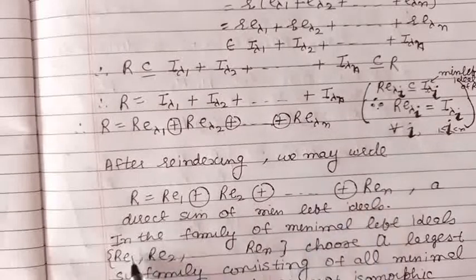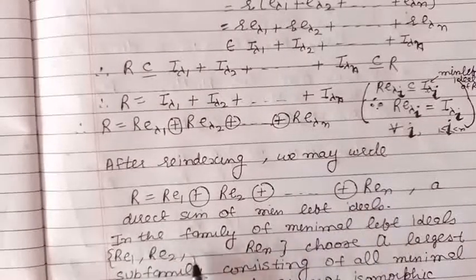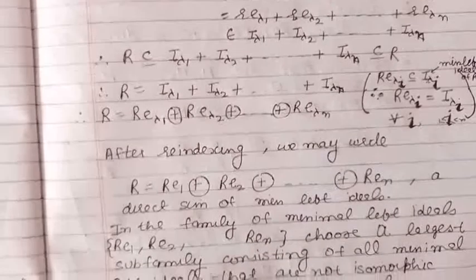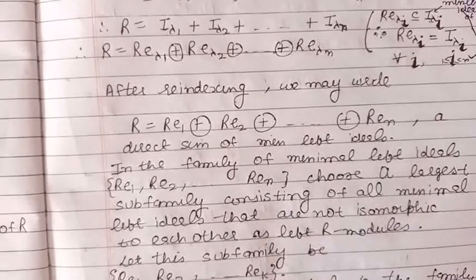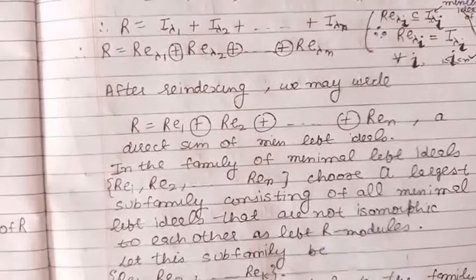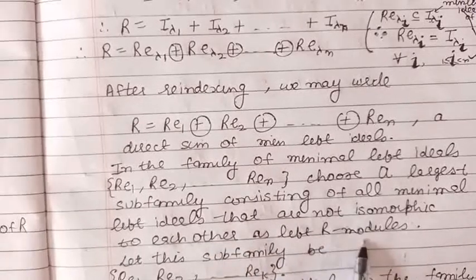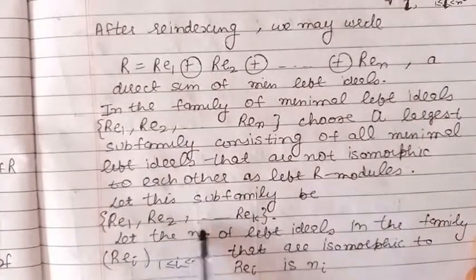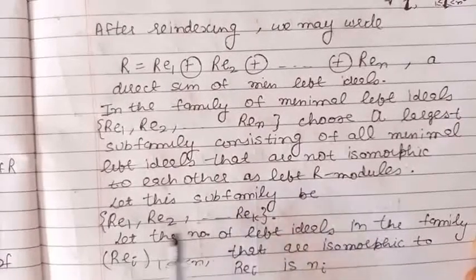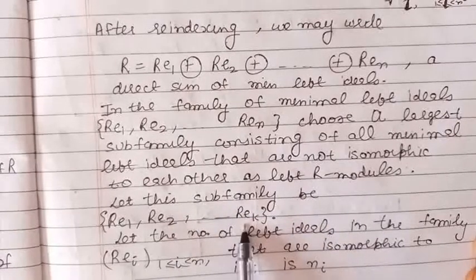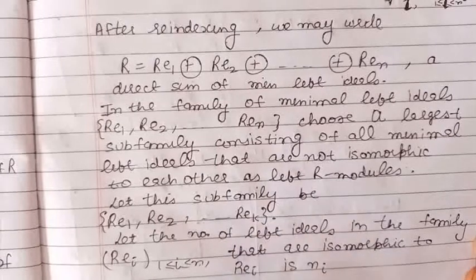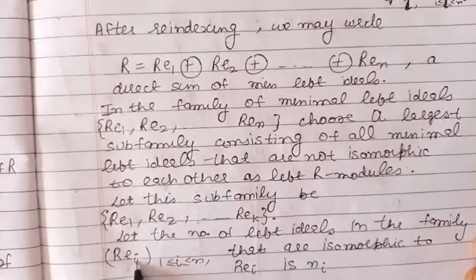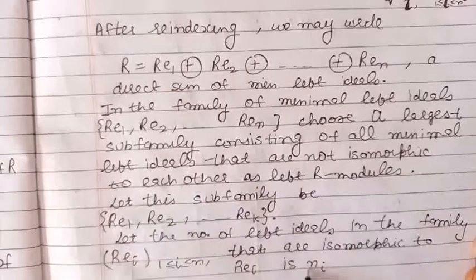Now in this family of minimal left ideals R E1, R E2, R E3 up to R En, let us choose the largest subfamily consisting of all the minimal left ideals which are not isomorphic to each other as left R modules. So let us take this subfamily B, R E1, R E2, R E3 and so on up to R Ek. So in this subfamily, the members are not isomorphic to each other. Now let us take the number of left ideals in the family R Ei that are isomorphic to R Ei as ni.